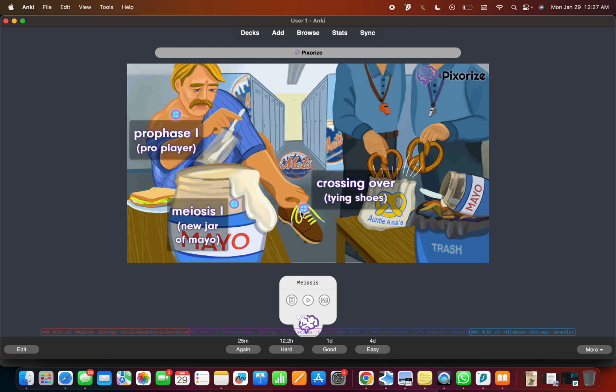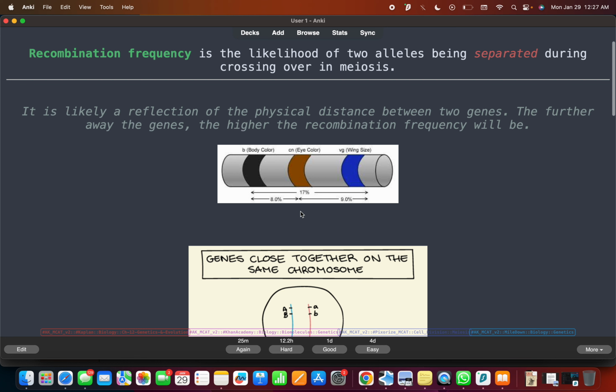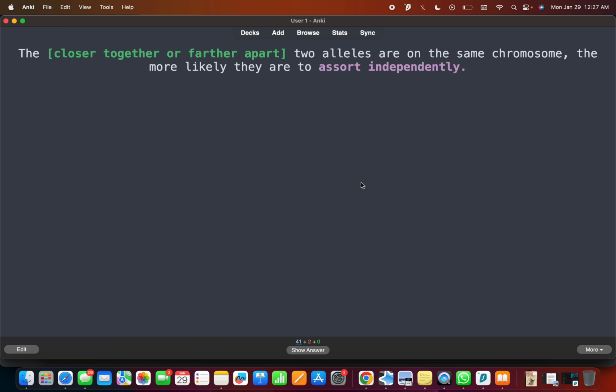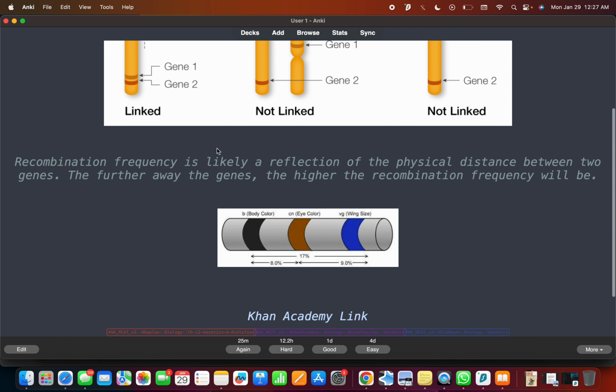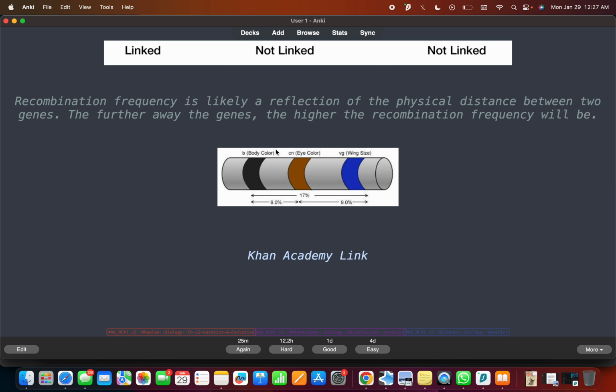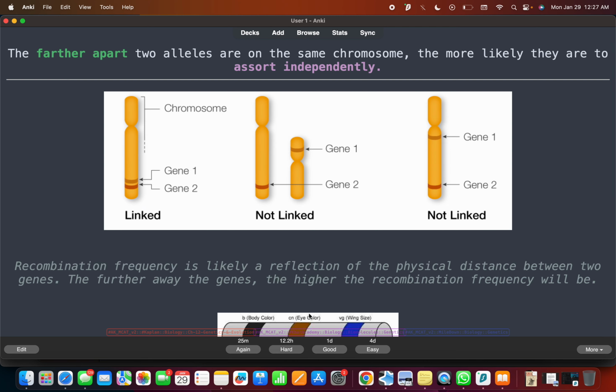Crossing over happens in prophase 1 of meiosis 1. The farther apart two alleles are on the same chromosome, the more likely they are to assort independently. Recombination frequency is a reflection of physical distance. Take eye color, body color, and wing size: for wing size and body color, there's a higher chance of recombination.